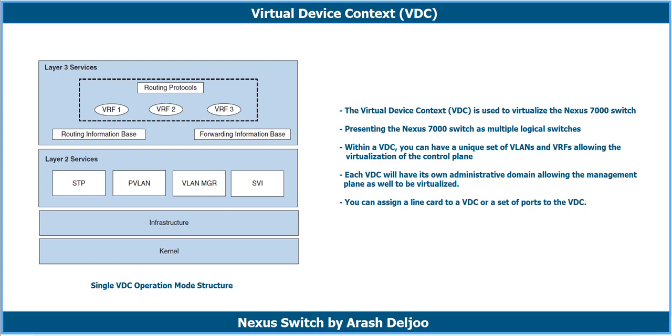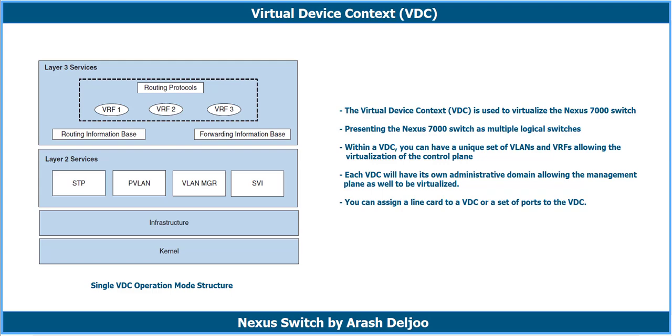You can assign a line card to a VDC or a set of ports to the VDC. Without creating any VDC on the Nexus 7000, the control plane runs a single VDC. Within this VDC are multiple processes and layer 2 and layer 3 services running, as you can see in this figure. This VDC is always active and cannot be deleted.